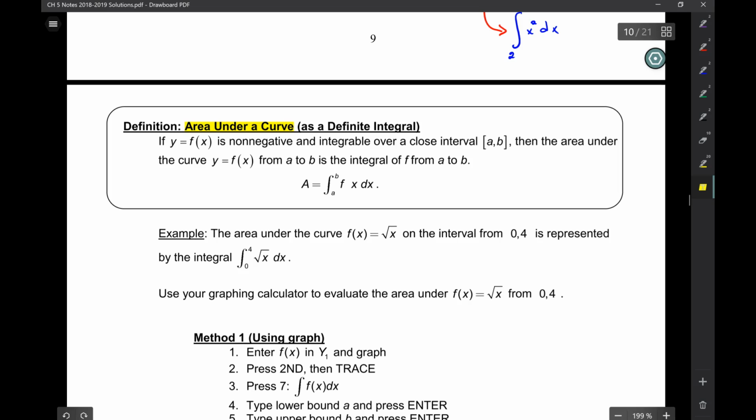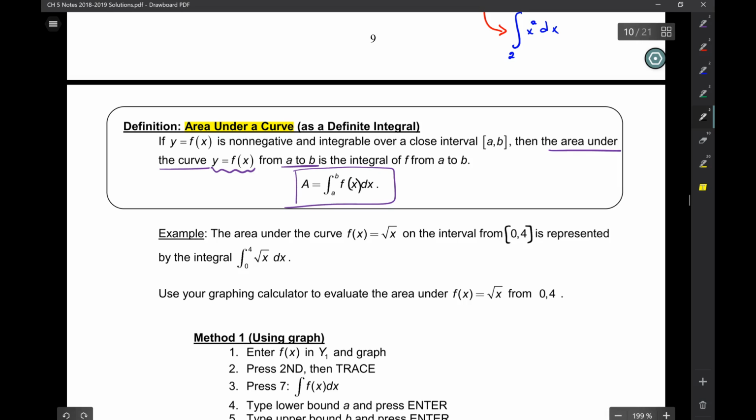All right, so definition. What's the area under the curve? If y is non-negative and integrable over a closed interval, so basically if you can take an integral, then the area under the curve y equals f of x from a to b is the integral from a to b. So that's exactly what that just told us. So the integral is the area.